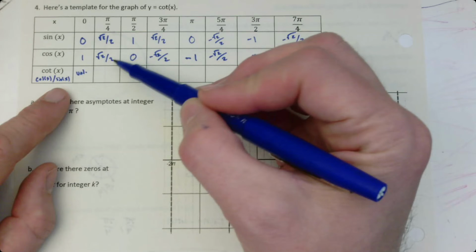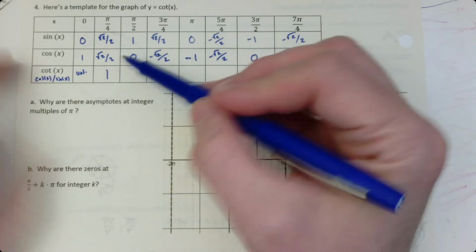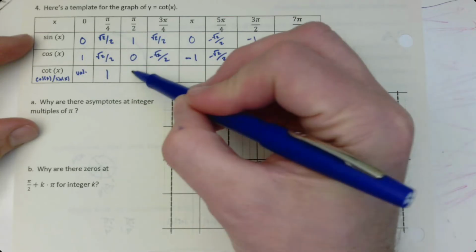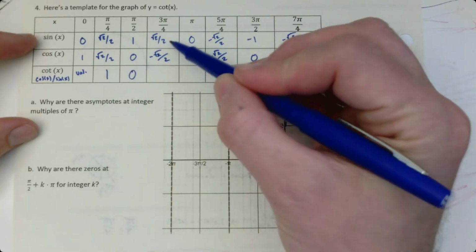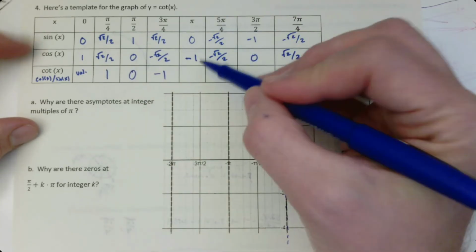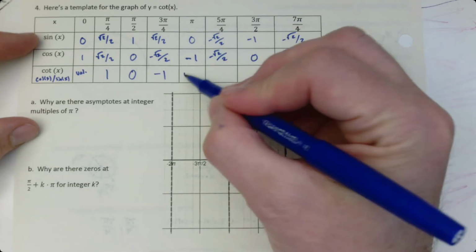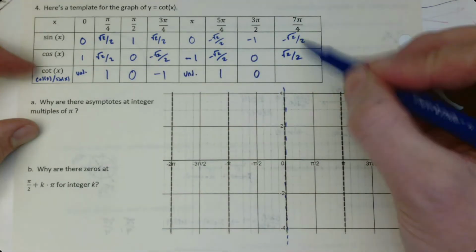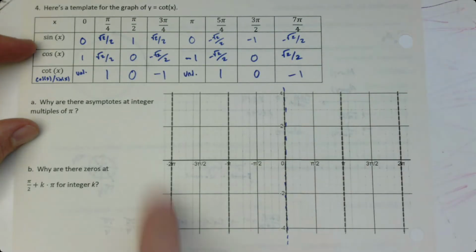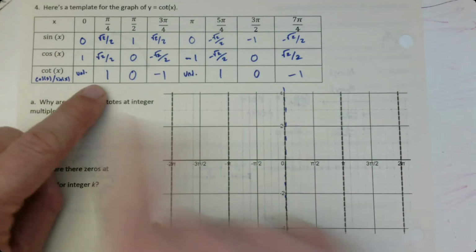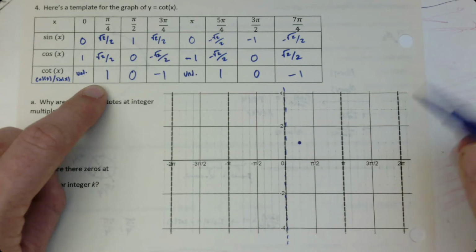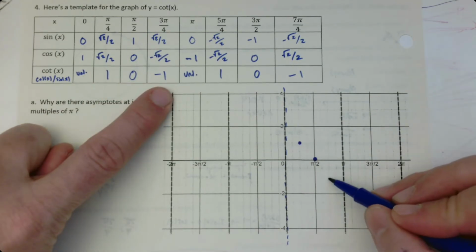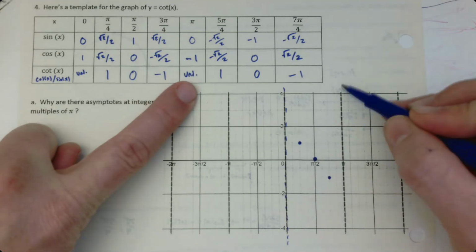So root 2 over 2 divided by itself is 1. Actually, other direction. This root 2 over 2 divided by that one is 1. 0 divided by 1 is just 0. This is something divided by itself, but one of them is negative. Here I've got negative 1 divided by 0 is undefined again. This is 1. This is 0. This is negative 1. Okay, so let's plot. So we've got undefined. At pi over 4, we've got a value of 1. At pi over 2, we have 0. At 3 pi over 4, we have negative 1. And then at pi, we have 0 again.